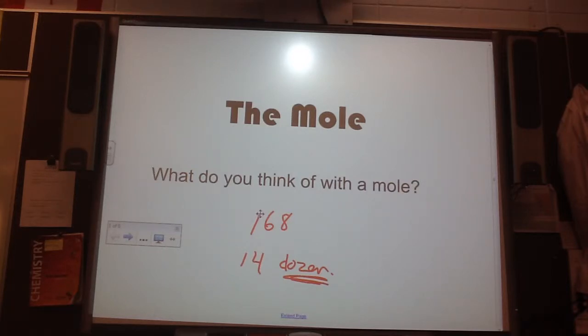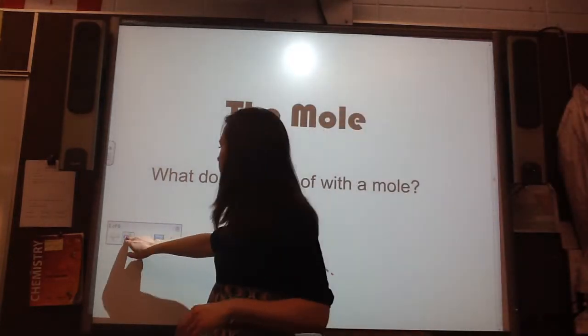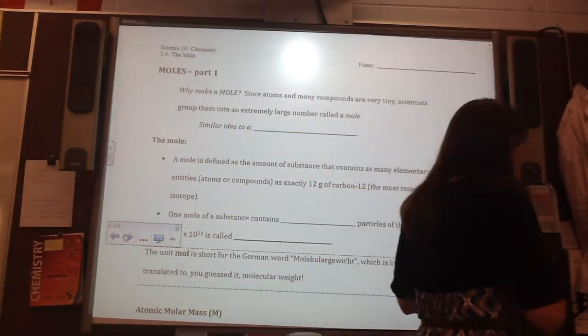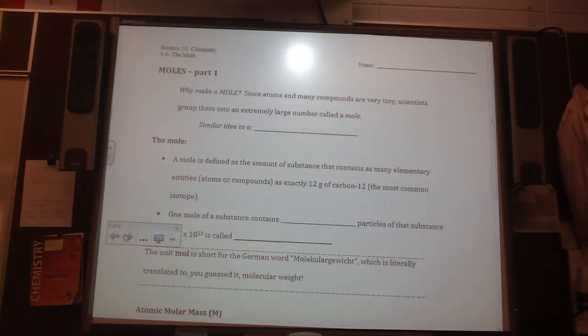And this is 1 mole of potassium sulfate. It's a lot easier for a chemist to say, I have this many moles of potassium sulfate than to say, I have 6.023 sextillion atoms of potassium sulfate. It's a lot more complicated. So that's what a mole is for in chemistry. So why make a mole? Since atoms and many compounds are very tiny, scientists group them into an extremely large number called a mole.